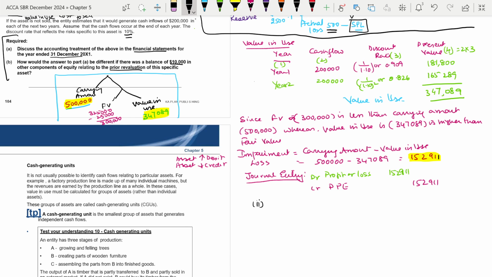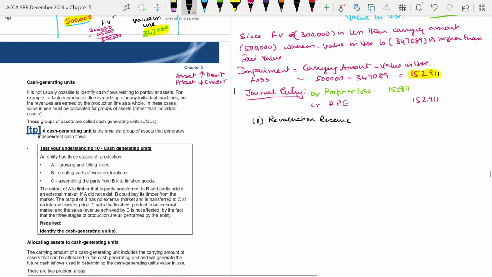What they are saying in point number two is that there is a revaluation reserve. How much is the revaluation reserve they are having? They have a revaluation reserve of 10,000. When they have a revaluation reserve of 10,000, what do we have to do? How much is the loss? The loss is 152,911. You can round it off to 153,000.